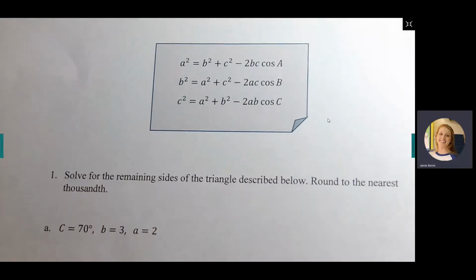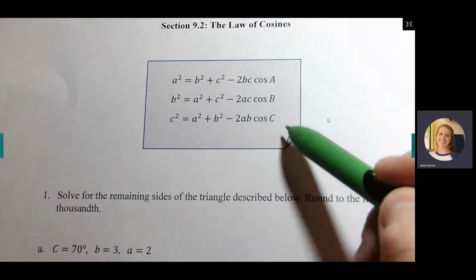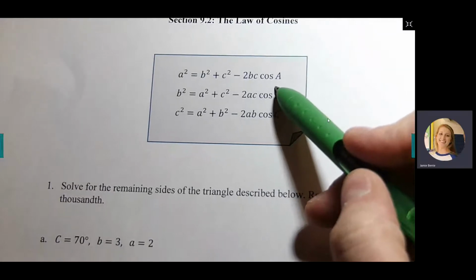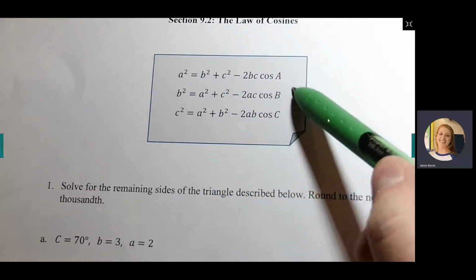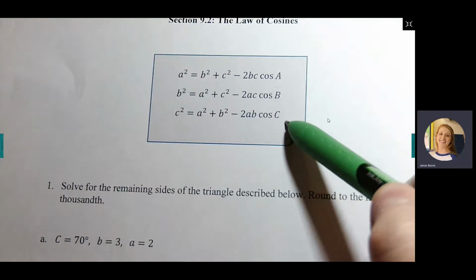All right, so here's the law of cosines. It has 3 versions. The version that you're going to use depends on what angle that you know. So in the first version of this formula, you know the angle A. In the second version of the formula, you know the angle B. Third version of the formula is where you know the angle C.